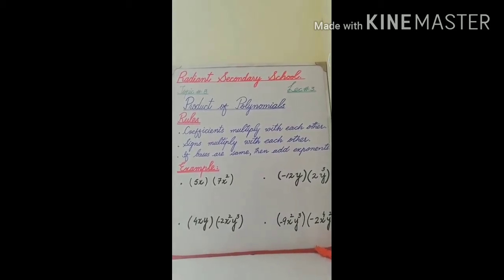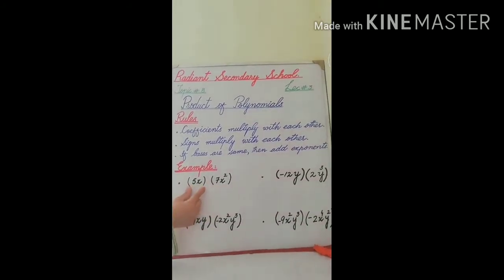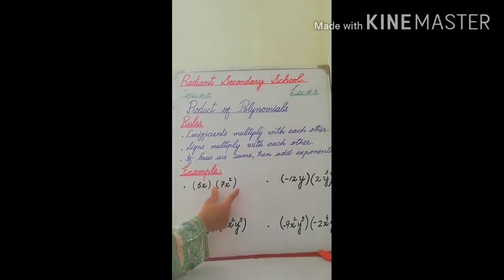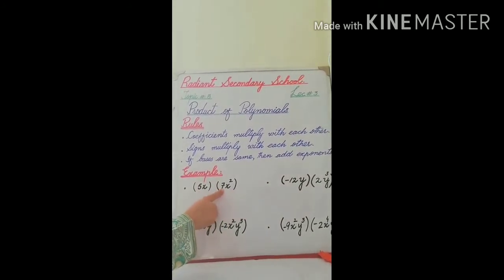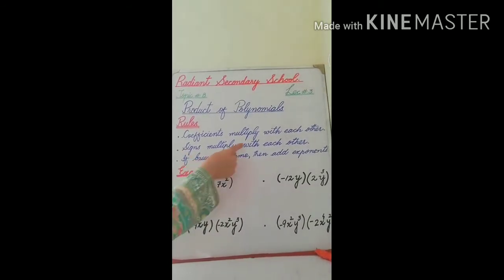Now we just revise what is coefficient. In this first example and in first bracket, this 5 is called coefficient, and in second bracket 7 is called coefficient. Come on rule number 2, signs multiply with each other.